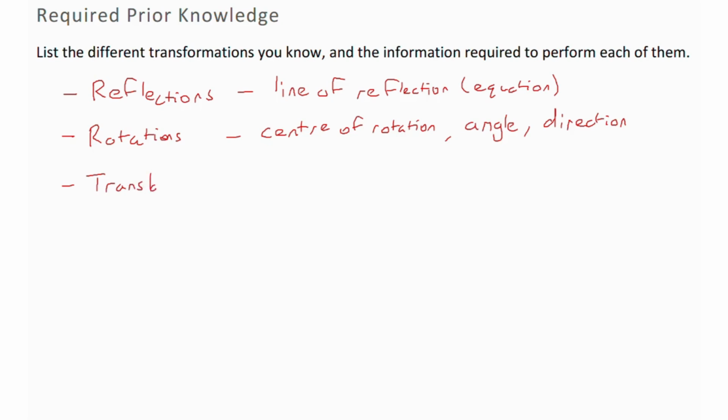A translation, which is moving it up and down and left and right. You need a way to describe the up and down movement and a way to describe the left and right movement. And normally we use a vector to describe this, a vector of the form (A, B), where the A is the left and right movement and the B is the up and down movement.